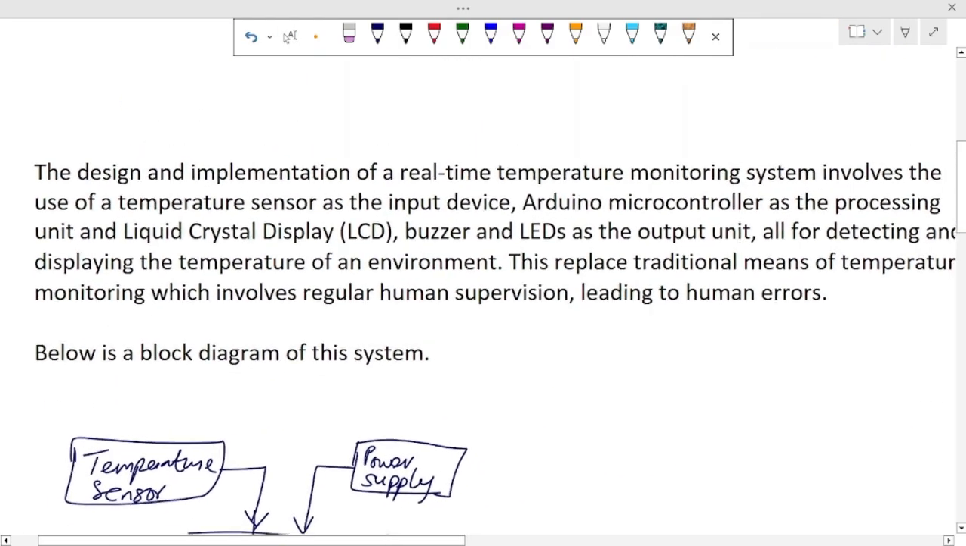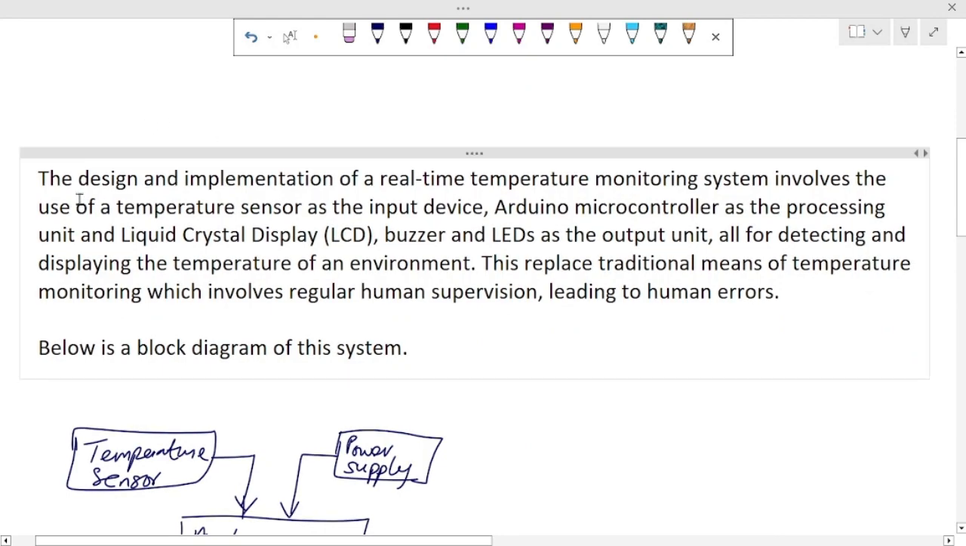So the design and implementation of a real-time temperature monitoring system involves the use of a temperature sensor as the input device, Arduino microcontroller as the processing unit, and liquid crystal display (LCD) with buzzer and LEDs. These two are not really necessary.